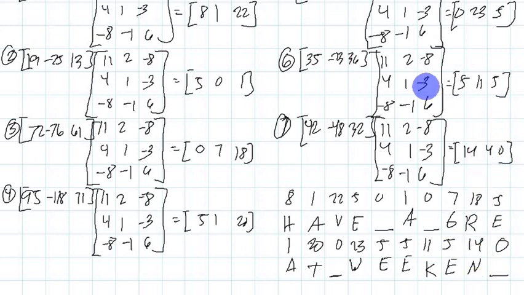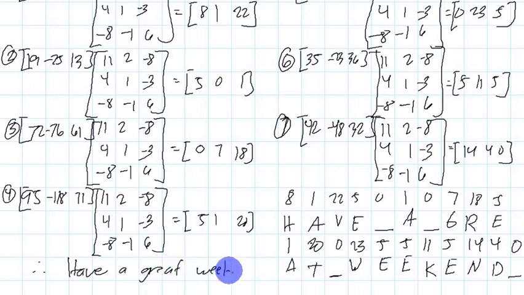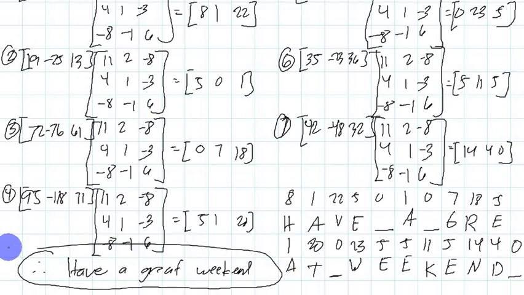Oops, we forgot the 4 there. There you go. This should be 4, which is D. Then this is 0, which is a space. So, our actual message is have a great weekend. And that's how we decode matrices using the inverse of a matrix and matrix multiplication.